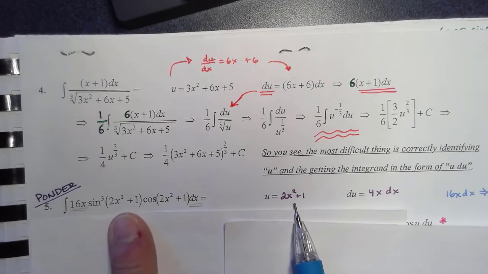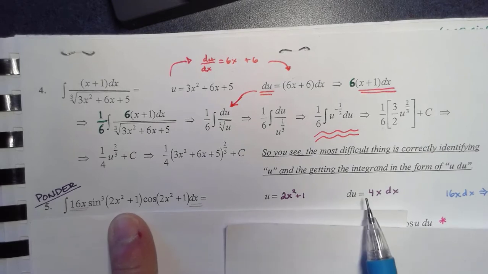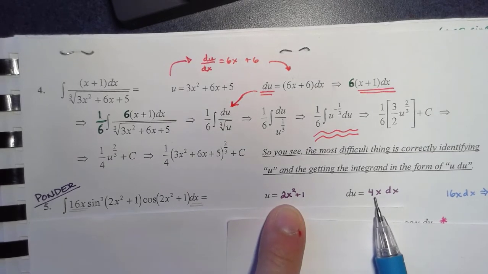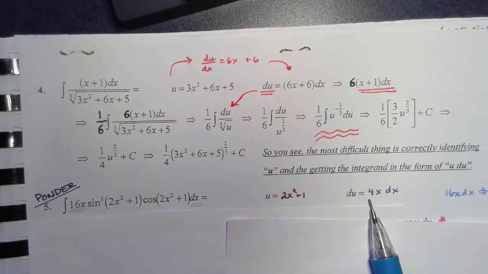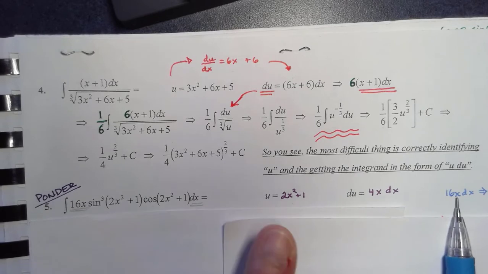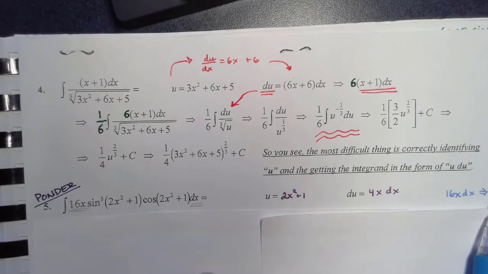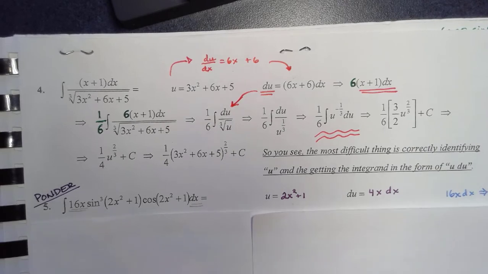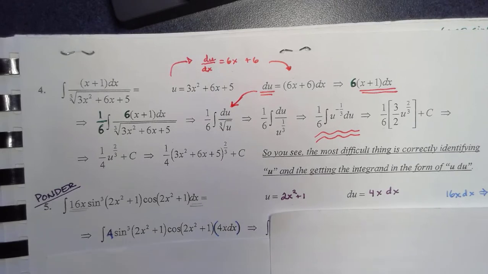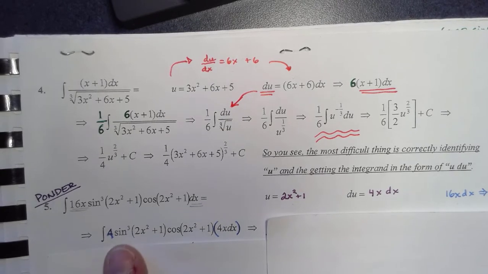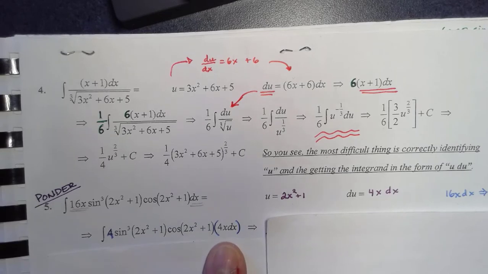Our u would be 2x squared plus 1, and the derivative of that would be 4x dx. I only need 4x dx, but I have 16x dx. So I can just factor out a 4. So I can bring this 4 out inside. Now, I could bring this in front of the integral, but for the moment, I'm going to leave it inside the integral sign because maybe something interesting might happen. So here is my 4 sine cubed 2x squared plus 1 cosine 2x squared plus 1, moving that factor of 4x down by my dx so I can see it.